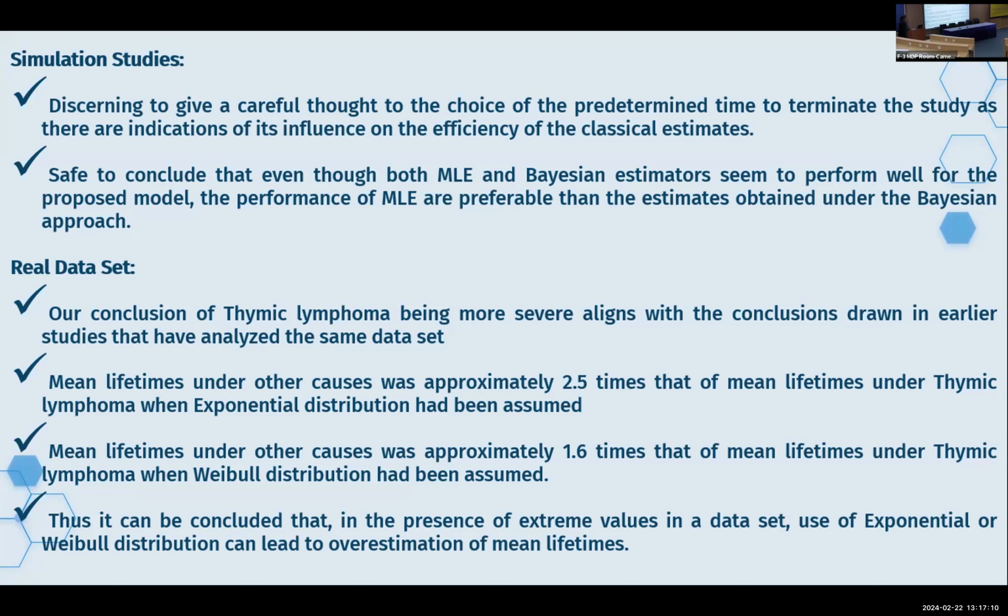And mean lifetimes under other causes was approximately 1.6 times that of the mean lifetimes under thymic lymphoma when Weibull distribution had been assumed. So we could conclude that in the presence of extreme values in our data set, use of exponential or Weibull distribution can lead to slight overestimation of mean lifetimes. As in our case, the mean lifetime under other causes is approximately only 1.04 times more than the mean lifetimes under cause 1.